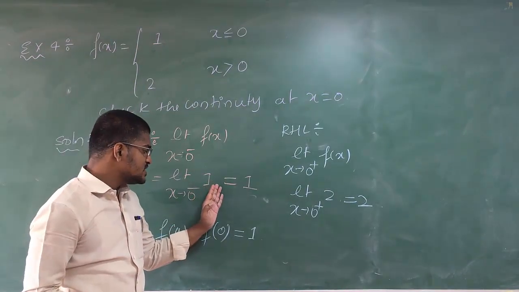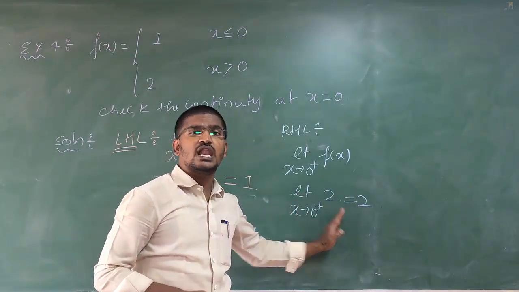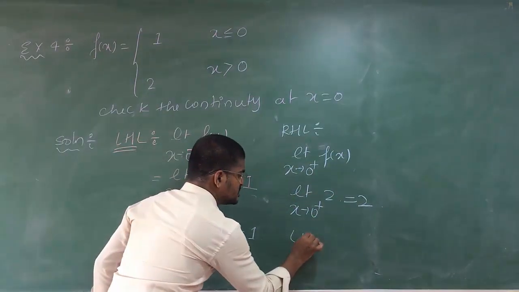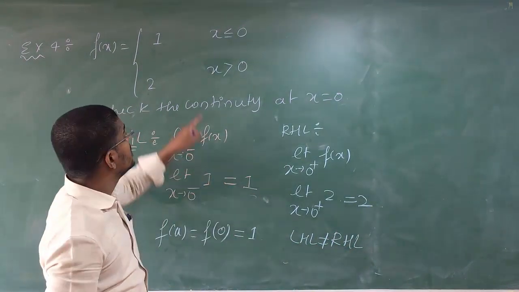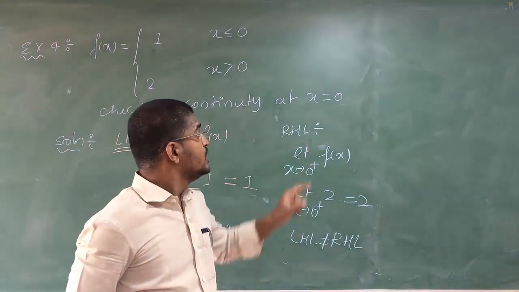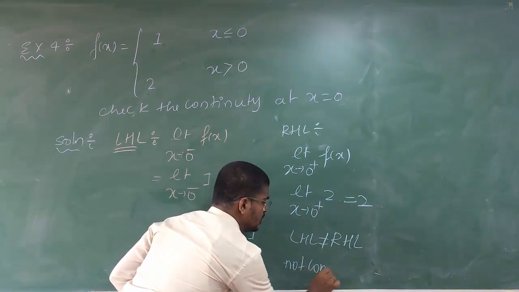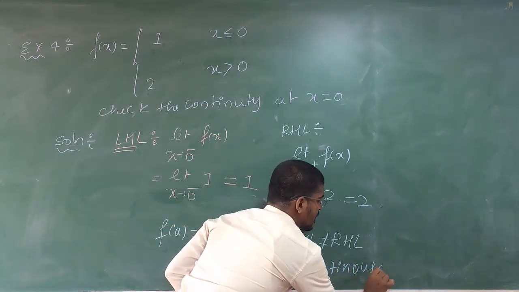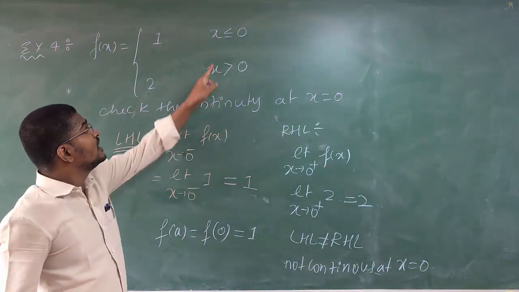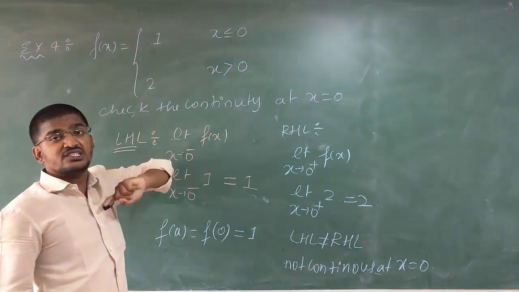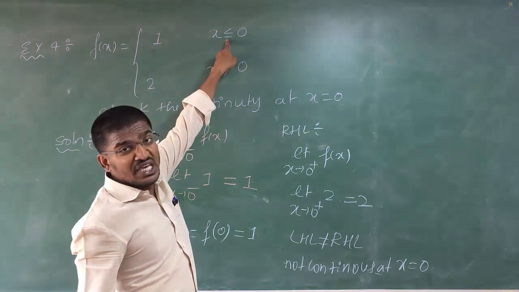That means LHL and f of 0 are equal, but it is not equal to RHL. That means LHL is not equal to RHL. This much is enough to say that this is not continuous at x equal to 0. So that is not continuous at x equal to 0. Clear? Please observe. LHL means lesser than term. RHL means greater than term. F of a means this equal.